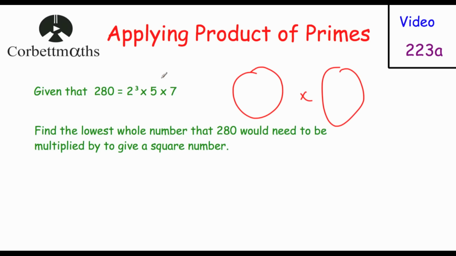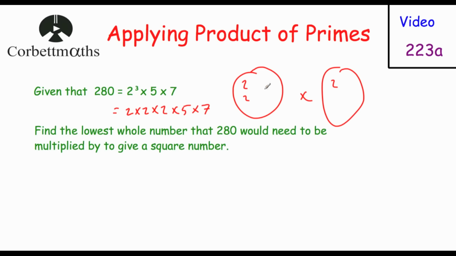So if we take what we've been given here, 280 is 2 cubed, that's 2 times 2 times 2 times 5 times 7, just writing it out in full. If we share these prime numbers out as evenly as possible, and then find out what extra ones we need, then we can find out what number you can multiply 280 by to get a square number. So let's share these numbers out as evenly as we can. We've got 2, 2, 2, that's 3 2's. So we're going to have to give one circle 2 2's and one circle 1 2.